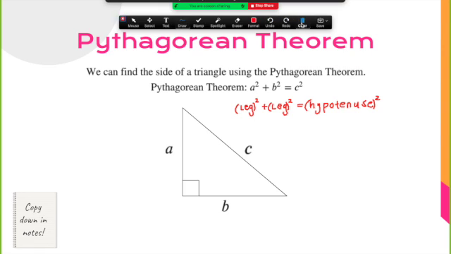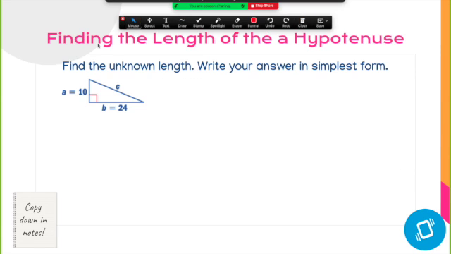Okay, so let me clear this and let's try out a practice problem. So the question is asking you to find the length of the hypotenuse. We want to find the unknown length. Write your answer in the simplest form. Right here we have the length of the legs. So the legs are 10 and 24. And we know that c is our hypotenuse, because if I were to draw a circle on the right angle and point it to the opposite side, that would be c.